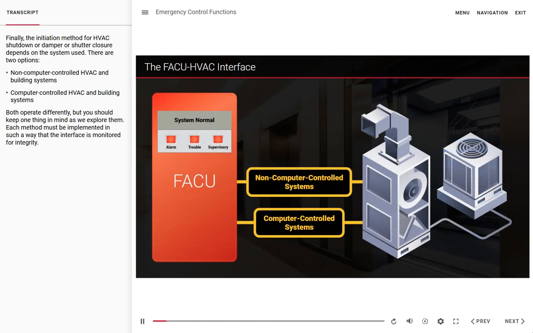Finally, the initiation method for HVAC shutdown, or damper or shutter closure, depends on the system used. There are two options: non-computer controlled HVAC and building systems, and computer-controlled HVAC and building systems. Both operate differently, but you should keep one thing in mind as we explore them. Each method must be implemented in such a way that the interface is monitored for integrity.